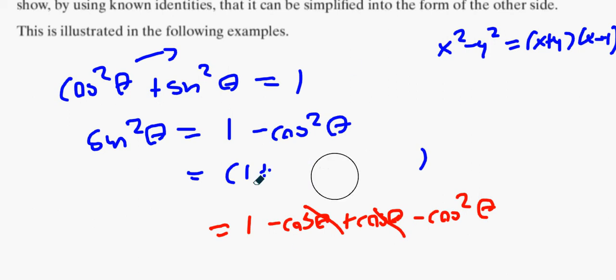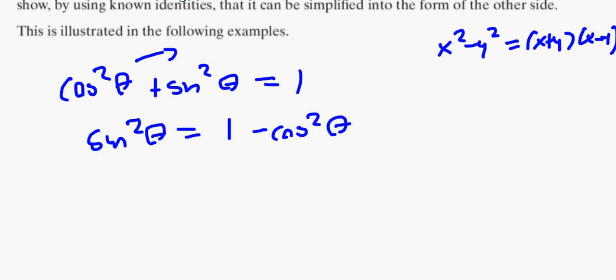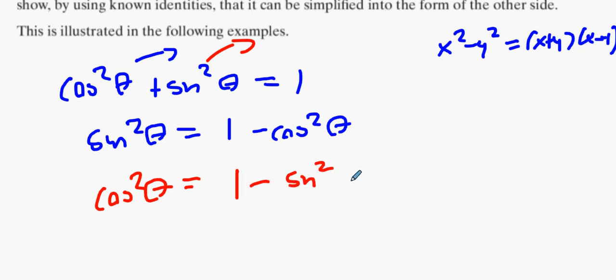Likewise, cos squared theta on its own, if we bring the sine squared theta over the other side, cos squared theta equals 1 minus sine squared theta. Okay? Okie dokie.